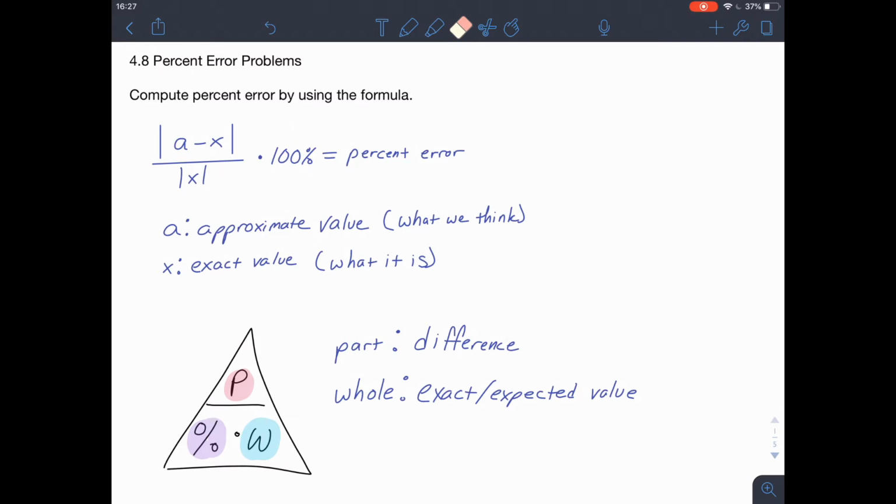If you find this formula to be a bit intimidating or look a little strange, you can really break it down into just doing your basic part over whole. The part being the difference that you got when you got the approximate value minus the exact value, and then divided by the whole, which is the exact value, again, what we expected to get.